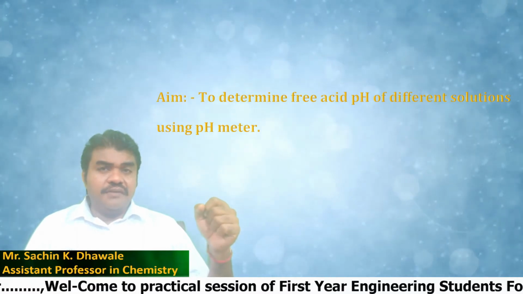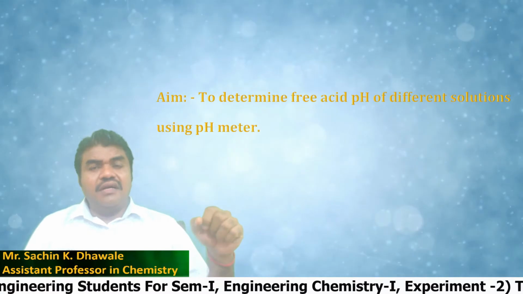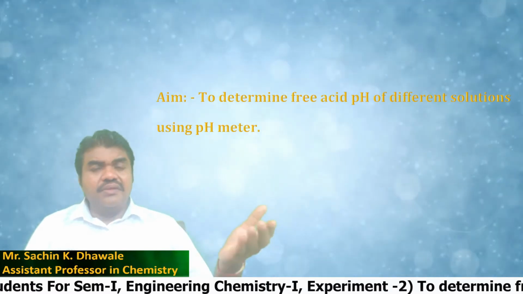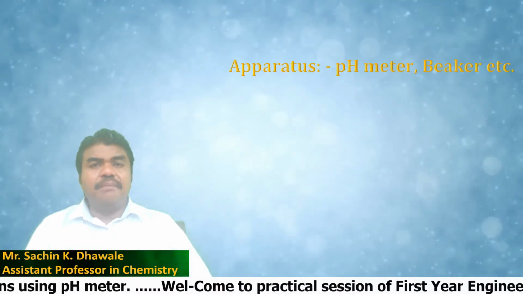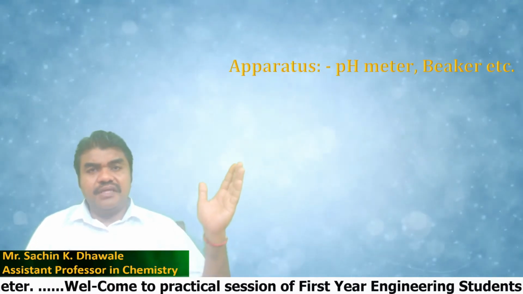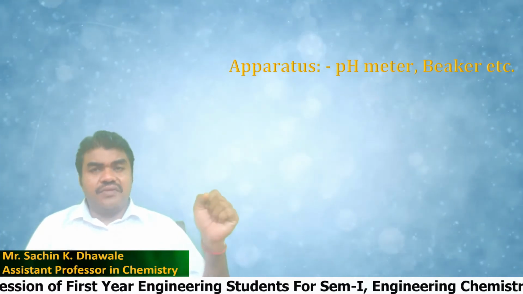In the pH meter, standardization of the instrument is required, and for the standardization purpose we use a buffer solution. The apparatus required are pH meter, beaker, glass electrode and buffer solution.